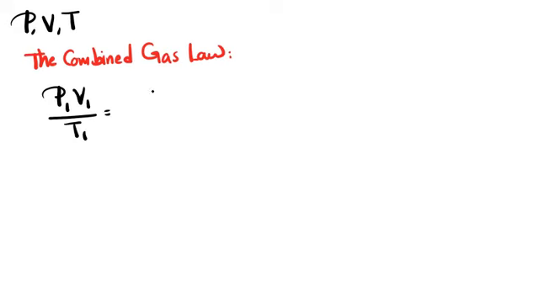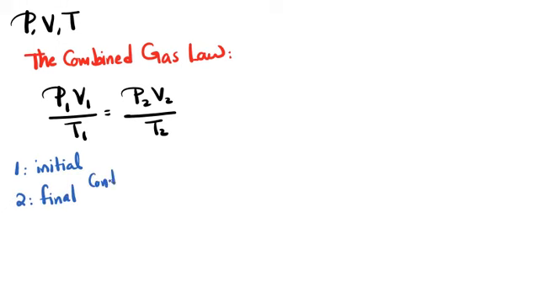The first and major gas law in this chapter is the combined gas law. The combined gas law is going to combine these three parameters. So let me write the relationship between them in the combined gas law. P1 V1 over T1 is equal to P2 V2 divided by T2. Here subscript 1 represents initial and 2 represents final conditions.